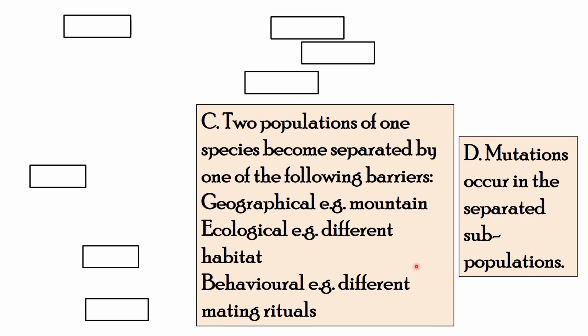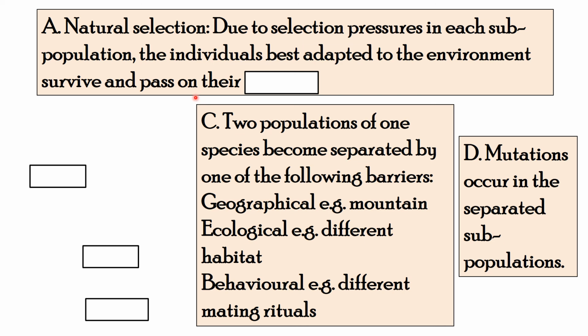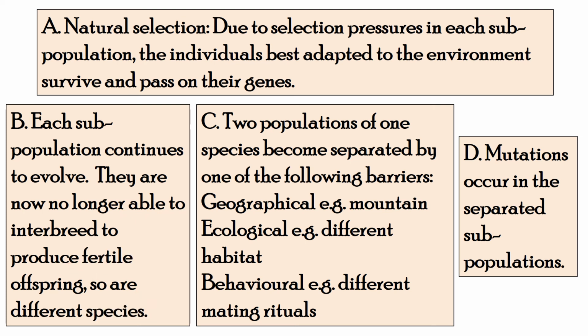Mutations occur in the separated subpopulations. Then A. Natural selection. Due to selection pressures in each subpopulation, the individuals best adapted to the environment survive and pass on their genes. And then finally, we're left with B. So each subpopulation continues to evolve. They are now no longer able to interbreed to produce fertile offspring, so are different species. That is our stages of speciation.